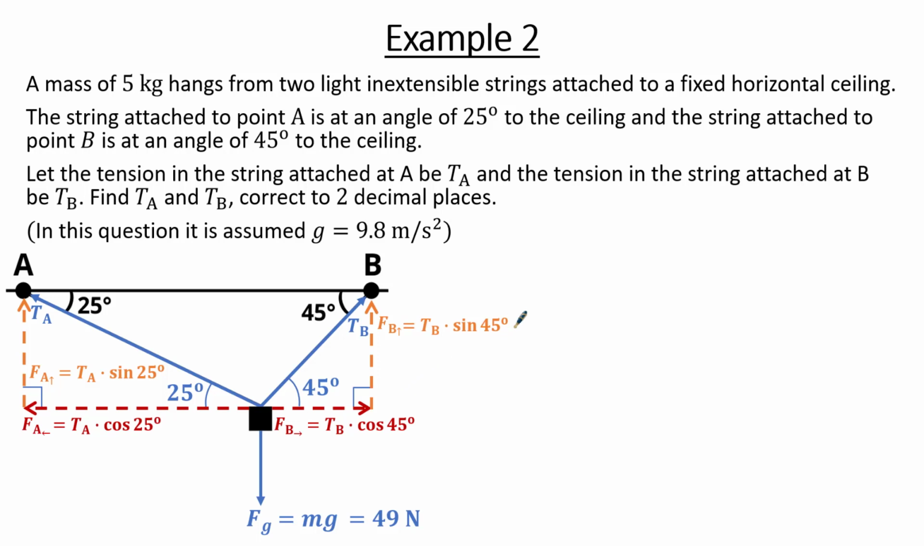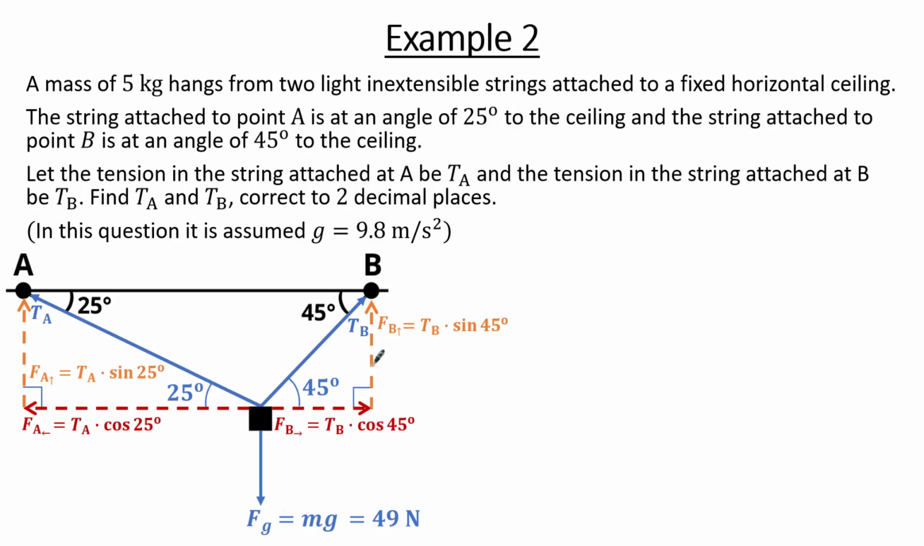Now we've drawn all the forces and the components, we can resolve horizontally and vertically to find the tension in both strings. We start by resolving in the vertical direction. So we have this force here going up, that is TB multiplied by sine 45 degrees. We have another force going up, that is TA multiplied by sine 25 degrees. And going down we have the force due to gravity, which equals 49 newtons.